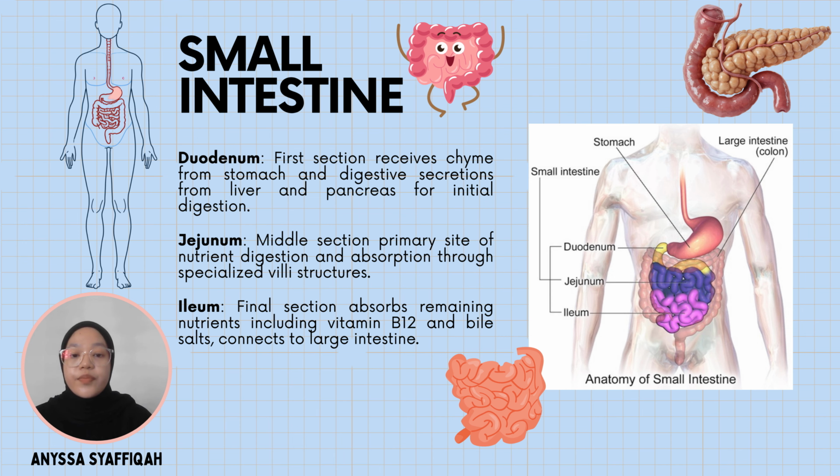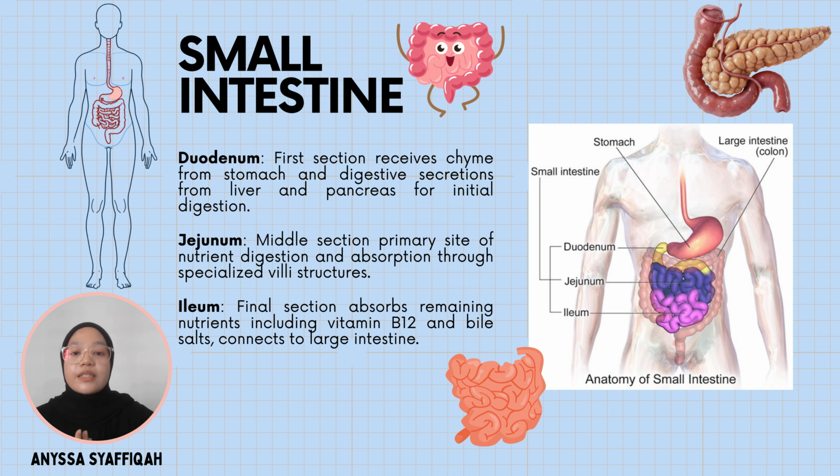In the duodenum, digestive secretions from the liver and pancreas help to continue digestion. For example, bile helps to break down fat, while pancreatic enzymes help digest carbohydrates, proteins, and fats.